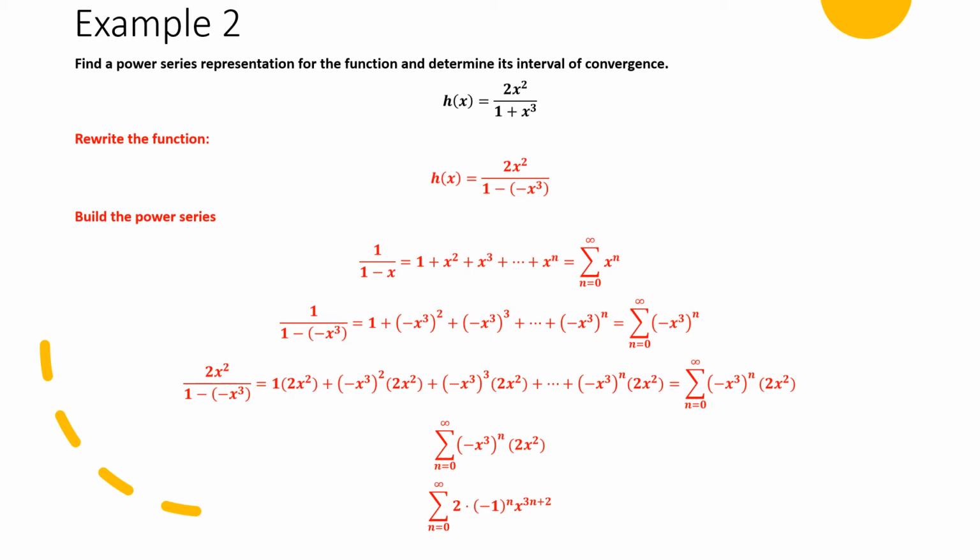All right, now again, just like before, we know that whatever the base of the exponential is has to be between -1 and 1. Again, this base was just x cubed, so if I cube root both sides, I still get an interval of convergence of -1 to 1.